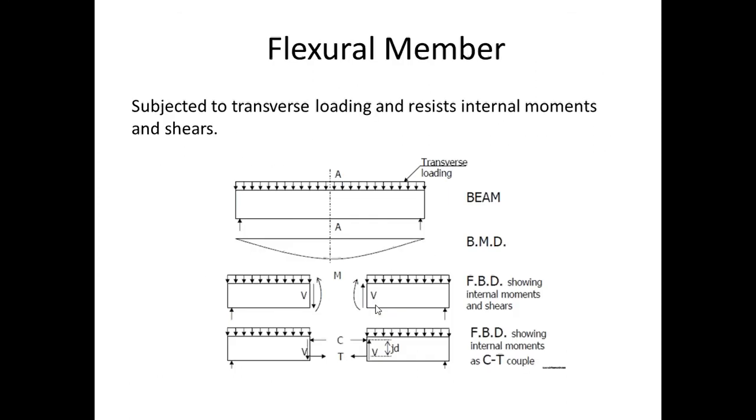Let me have some reflection. When a beam is subjected to bending, it resists the transverse loading. When it has transverse loading, it develops a bending moment, where the moment and the shear are going to take place in the beam. The top member acts in compression and the bottom acts in tension, where a couple is going to act over here. So this is the action of a beam.